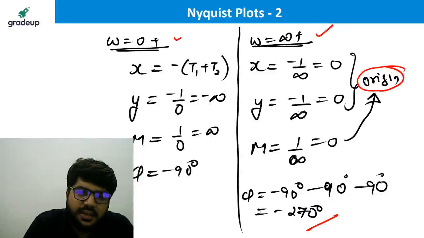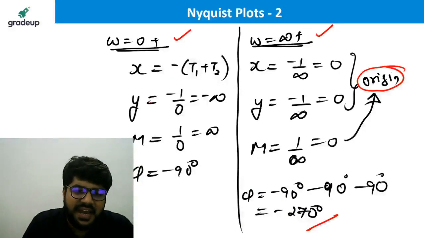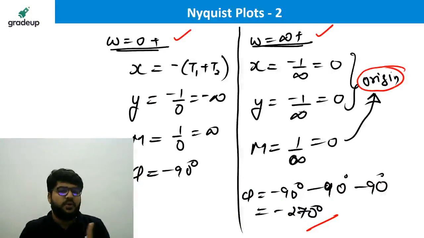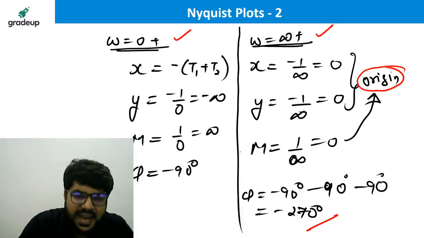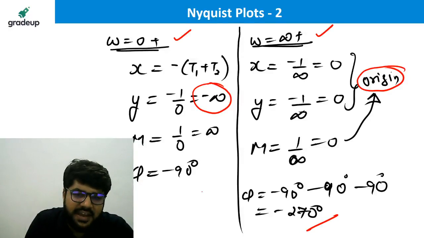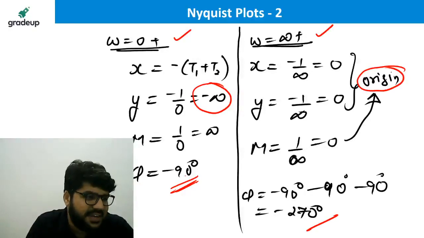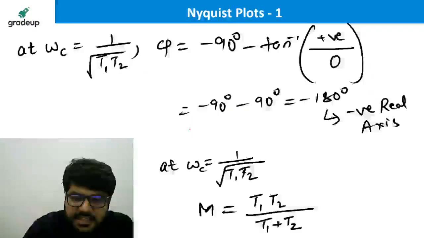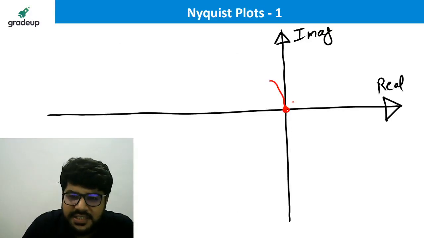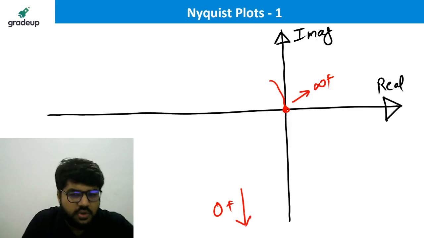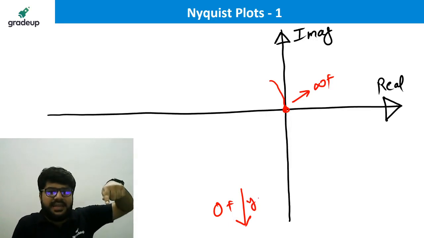Then going to omega equal to 0 plus, x is negative, y is minus infinity. X and y both negative, that is, the third quadrant. That is why, because you are going towards the negative y-axis, the phase is minus 90 degrees. If this is infinity plus point, where should the 0 plus point be? It should be towards the negative y-axis. Why going to minus infinity?